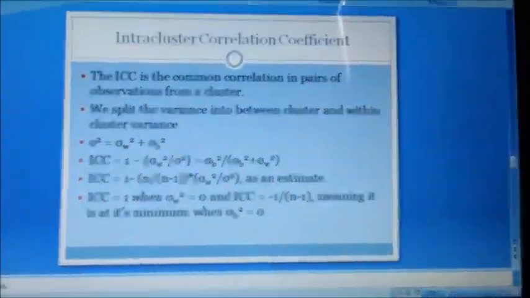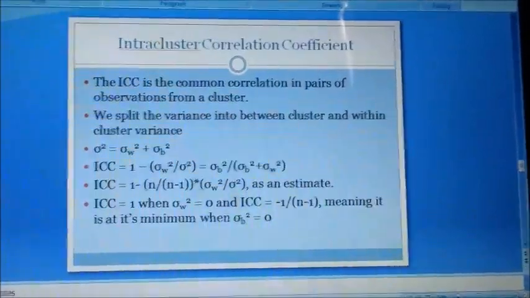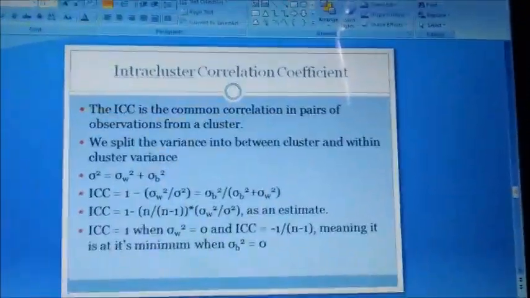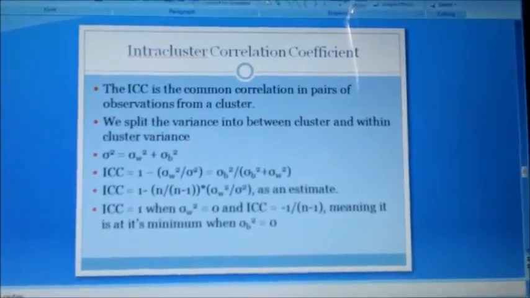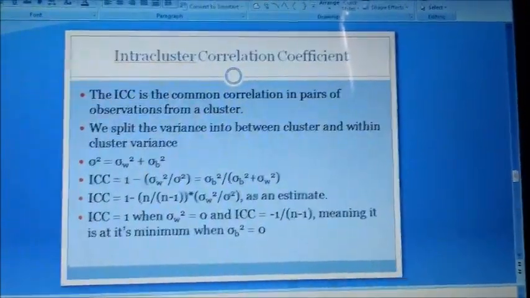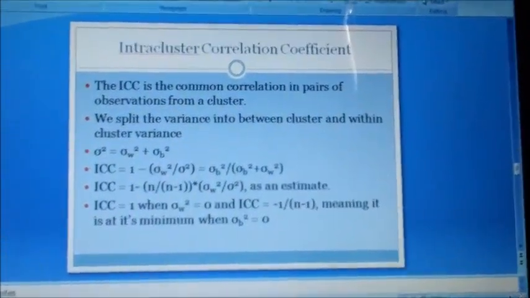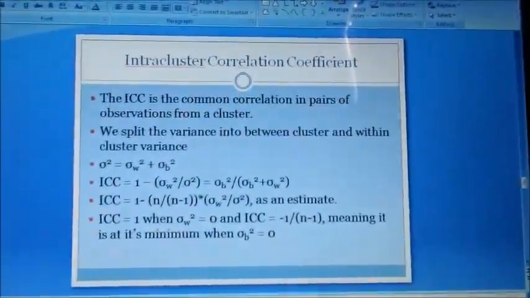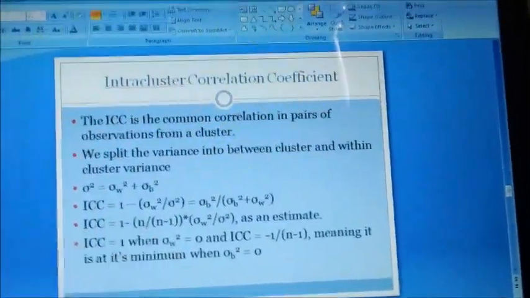So ICC can also be estimated as 1 minus n over n minus 1, and that all times the within cluster variance over the total variance. This is because n over n minus 1 is just equal to 1 for sufficiently large n. So from this formula, you can see that ICC is equal to 1 when the within cluster variance is equal to 0, because that term would just go away.